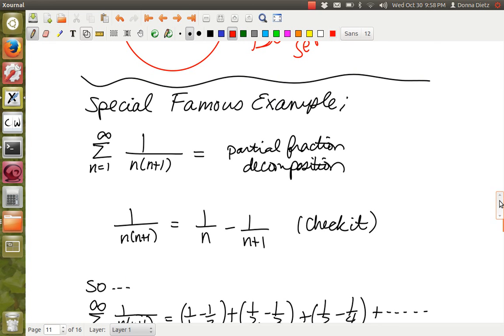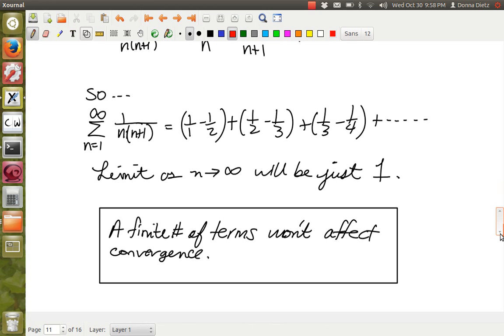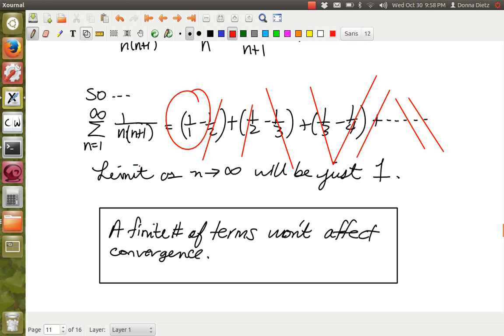Okay, special famous example. This is your alternating harmonic series. And you just have this partial fraction decomposition, and you guys are pretty good at that, so I'm not going to go through that. But you end up with 1 over n minus 1 over n plus 1. We call this telescoping because it looks like pieces of a telescope sliding out. And these guys are going to cancel, these guys are going to cancel, the next two are going to cancel, the next two are going to cancel, and you're left with just a 1.